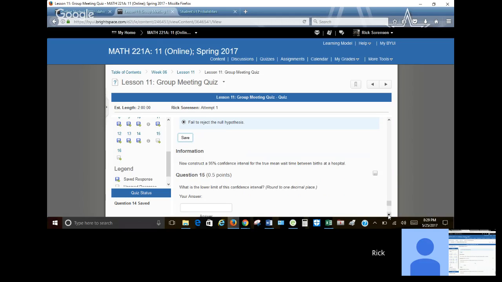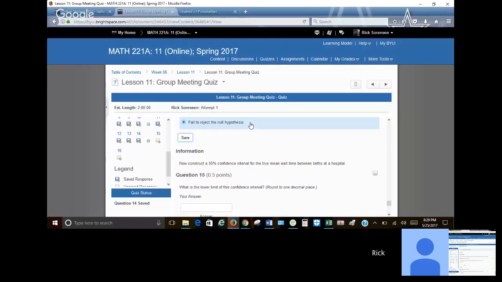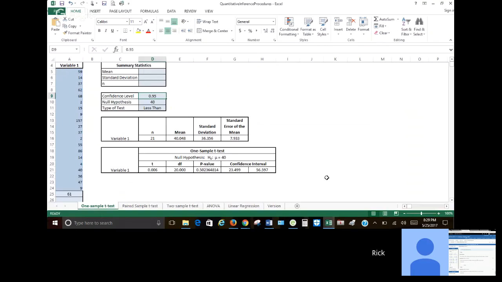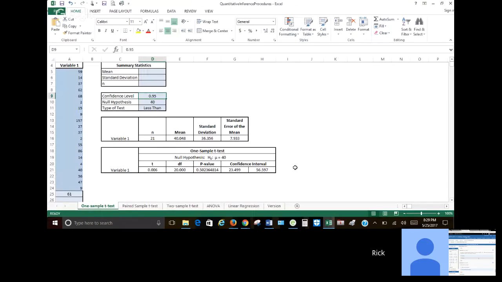All right, so now we have to construct a 95% confidence interval for the true mean wait time. So, do we do that in the template here too, Michael? Yeah, we do. So 95. What type of test are we using on this one? I think we're still the not equals. Okay, I think so. It looks like our confidence interval doesn't change regardless of what type of test it is.